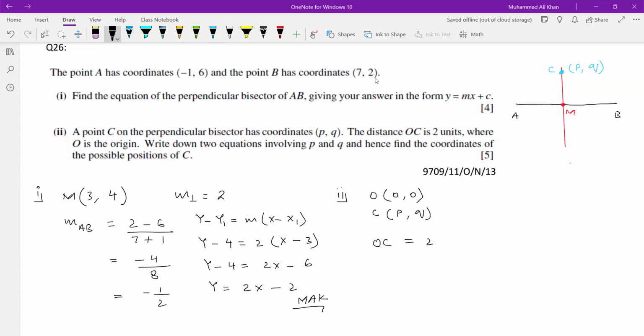So now the first equation is OC equals 2. The distance OC will be the square root of (q minus 0) whole squared, which is q squared, plus (p minus 0) whole squared, which is p squared, equals 2. Squaring both sides, p squared plus q squared equals 4. This is equation 1. Any confusion? No. After that, how can we calculate the second equation?